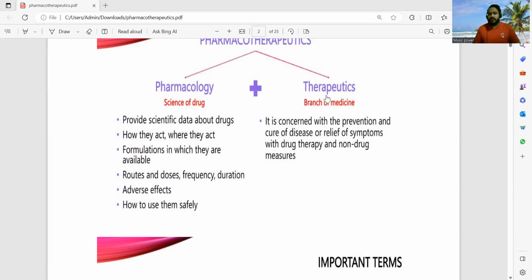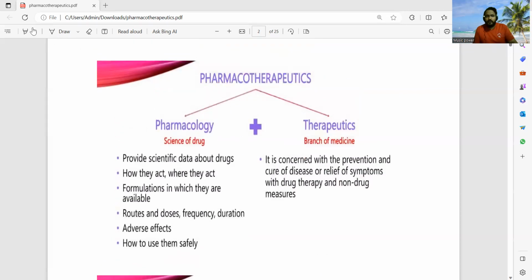And if we talk about therapeutics, it is a branch of medicine. It is concerned with the prevention and cure of disease and relief of symptoms with drug therapy and non-drug measures. So that's a brief introduction of pharmacotherapeutics.